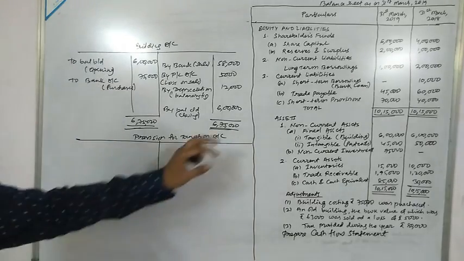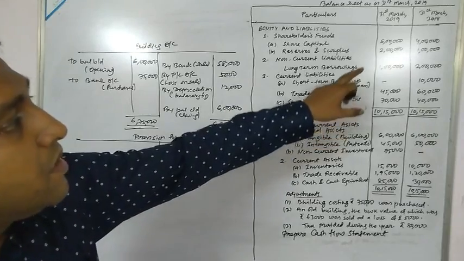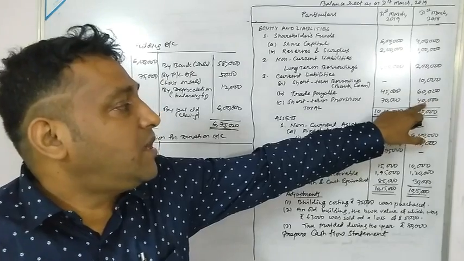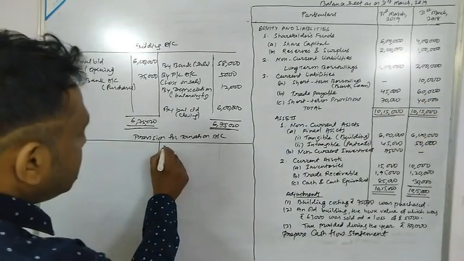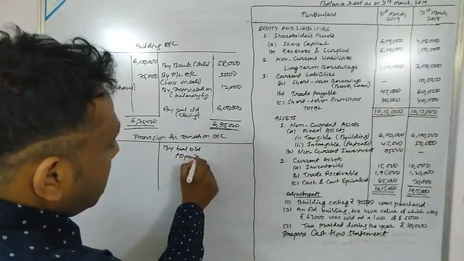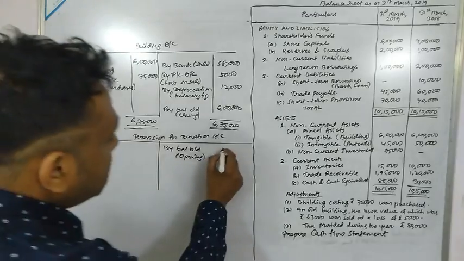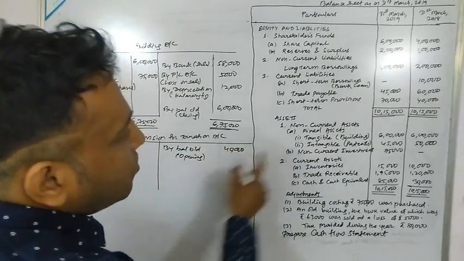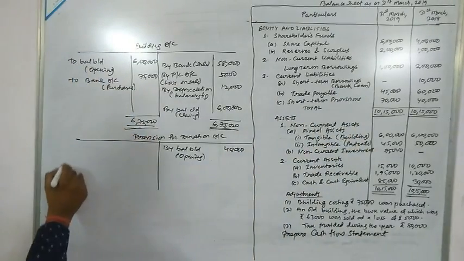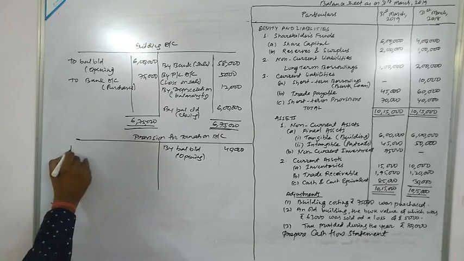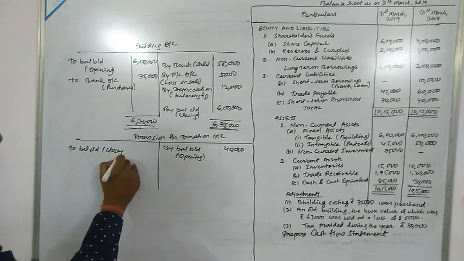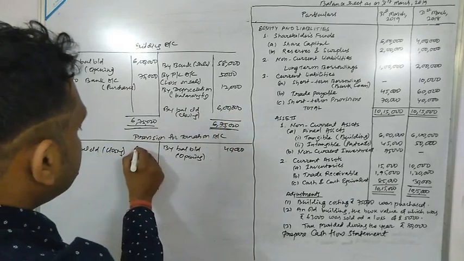Okay. So the opening provision, you see 2018, is a liability, and all liabilities show a credit balance. So by balance brought down, how much? 40,000. This is your opening provision, 40,000. Now the closing provision has been given. Short term provision is 70,000. So this would be written as to balance carried down. This is your closing, 70,000.